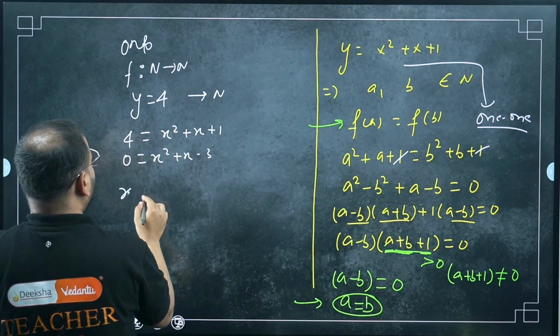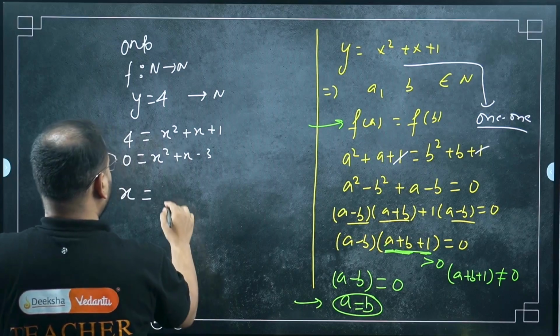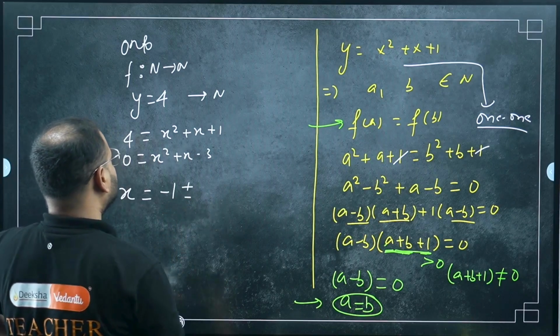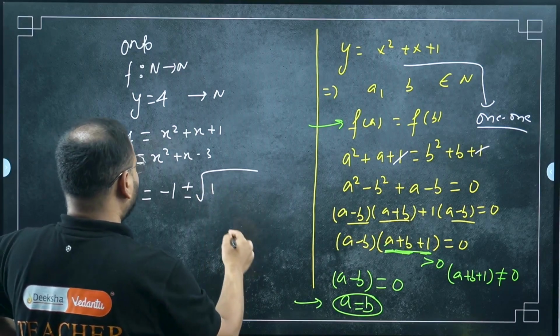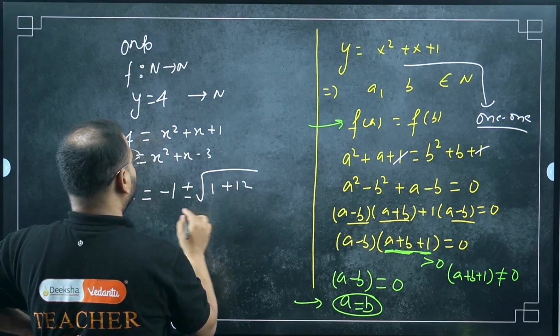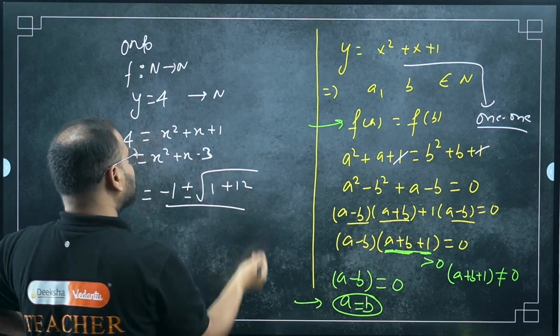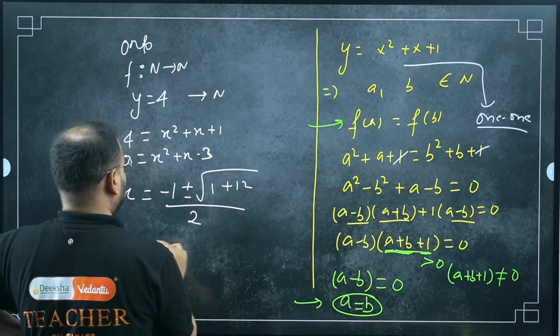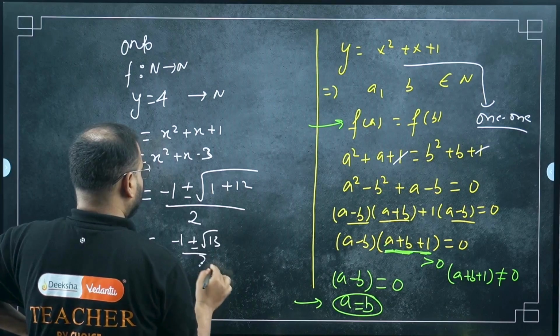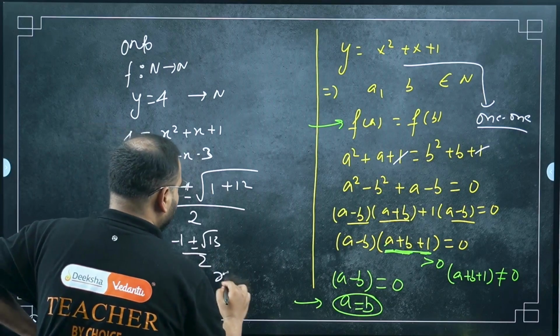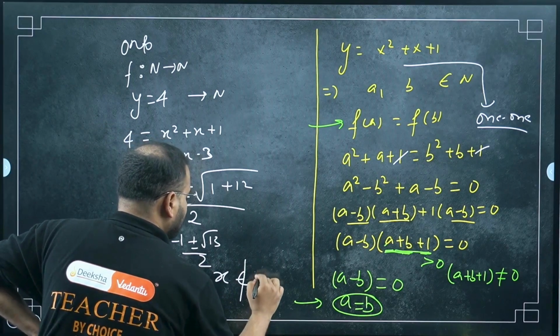How will you solve this? Use the formula. Minus 1 plus minus root under b square, which is 1, minus 4ac, which will become plus 12, since 4 into minus 3 gives plus 12, by 2. The answer is minus 1 plus minus root 13 by 2. So what can we say from here? x is not a natural number.